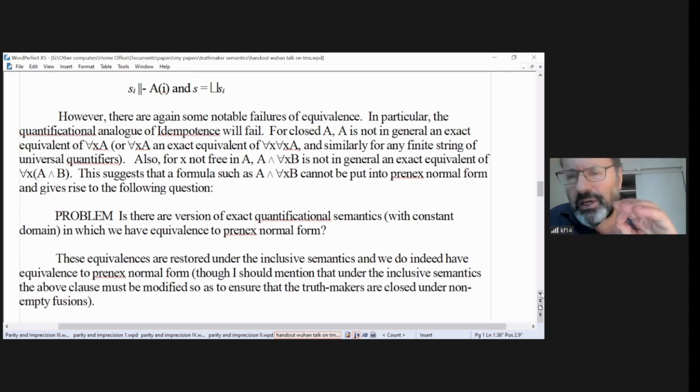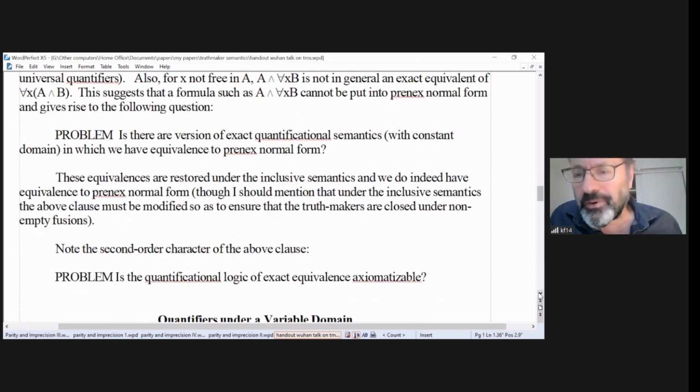Though I should point out that under the inclusive semantics, you need to modify the clause for the quantifier. Maybe it's worth pointing out. The clause I had was that there should be this function that takes each individual into a truth maker of the corresponding instance. But if we have closure under fusion, then I want to be able to repeat an instance. I want to be able to say, look, I have a truth maker for this instance many times. So the clause needs to be modified so you have that effect. Okay, but that's just a wrinkle.